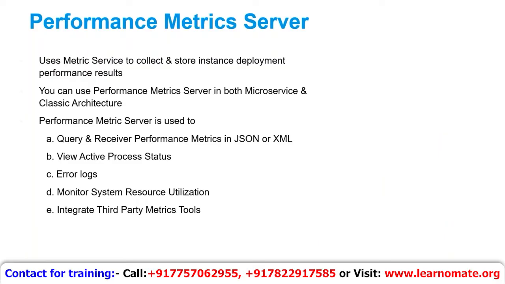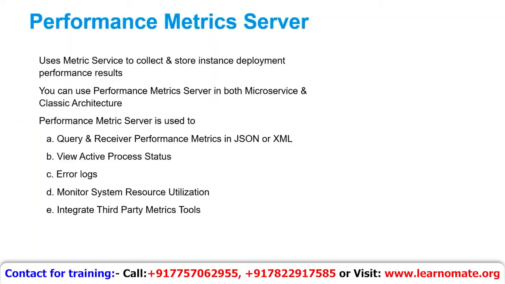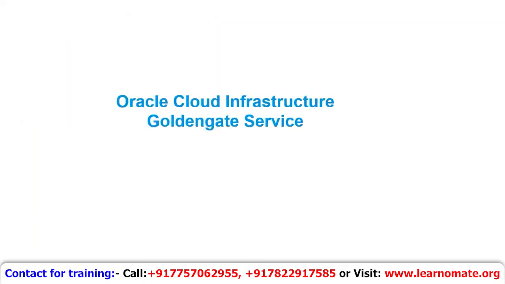You can use performance metric server in both microservices and classic architecture. So from 12.3 onwards, this performance metric server is available for both classic as well as microservices architecture. It is used to view process status, error logs, monitor utilization, integrate third-party metric tools, and query and receive performance metrics in JSON or Excel. So microservices architecture is the future of GoldenGate and it is recommended.